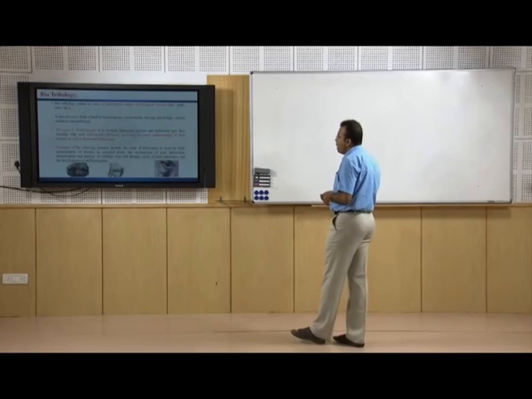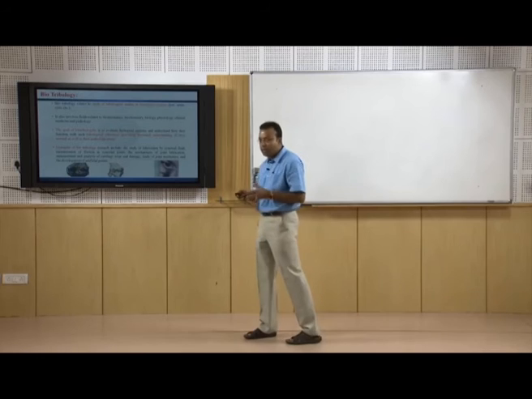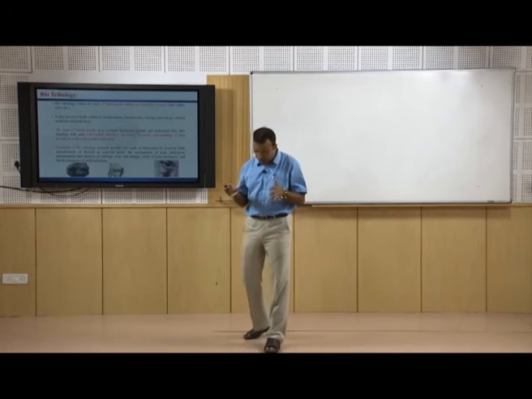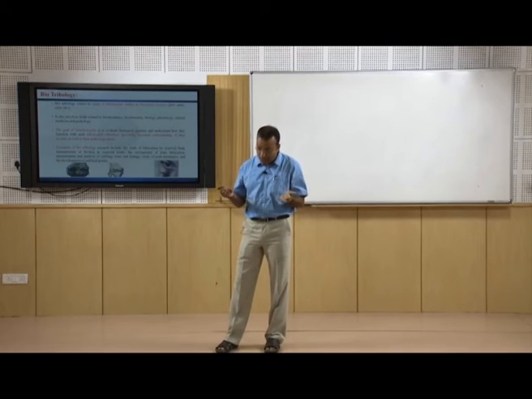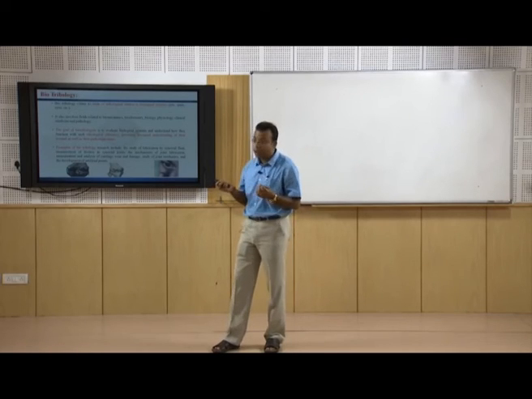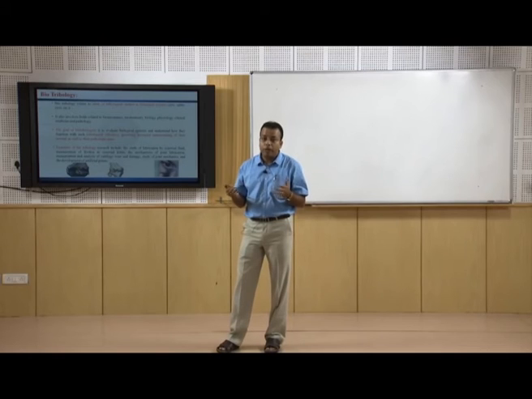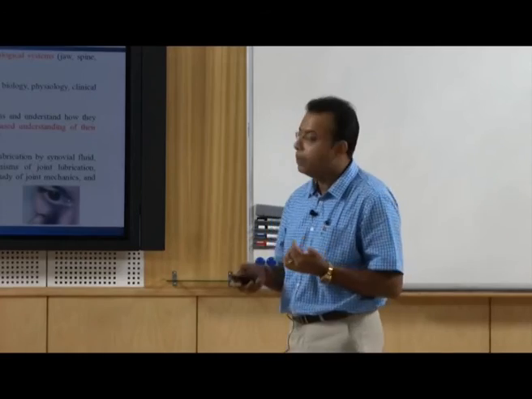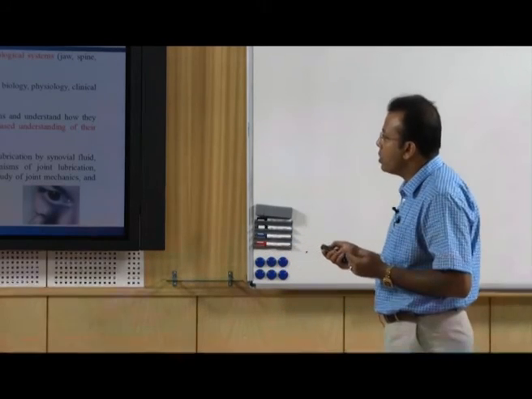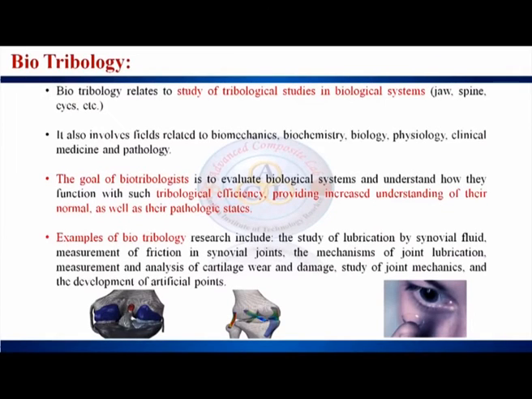Then second one is called biotribology. So, biotribology is nothing but the tribology which depends upon, or which can be created by, any kind of biological materials. Biotribology relates to the study of tribological aspects in biological systems like jaws, spine, eyes.